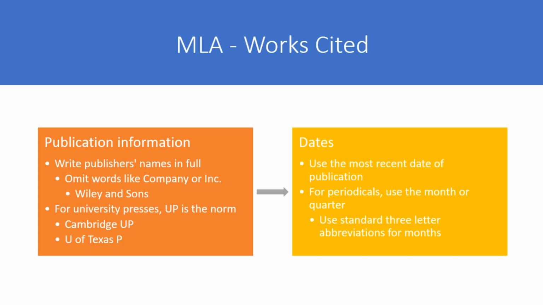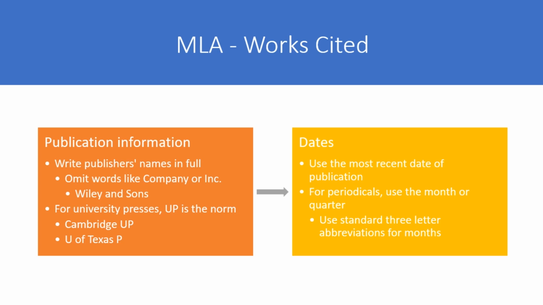Okay, so you also have to have the publisher's information. Now, you write the publisher's names in full, but you omit things like company or incorporated. So Wiley & Sons Company becomes just Wiley & Sons. For any university press, UP is how it's normally written. So you have the Cambridge UP, the Harvard UP, the U of Texas P, that's the University of Texas Press.